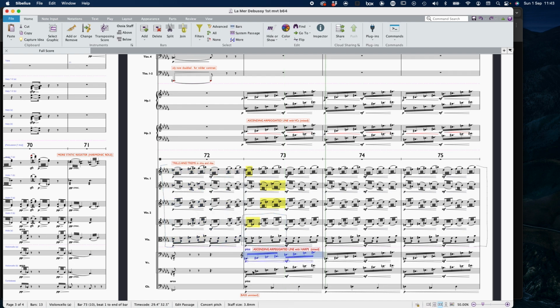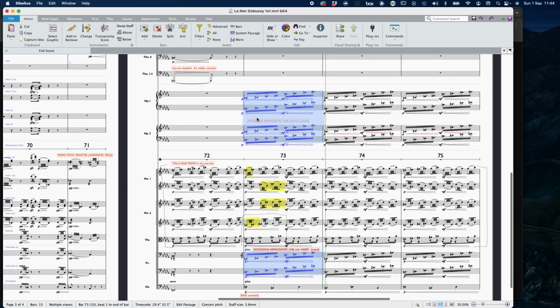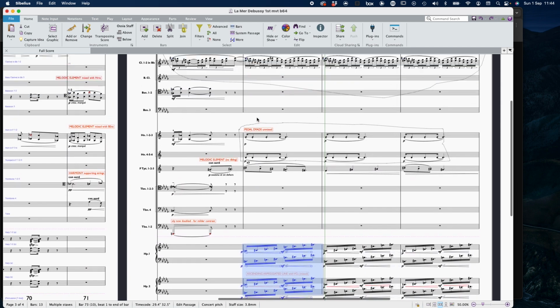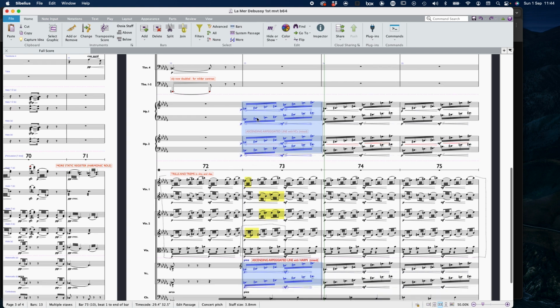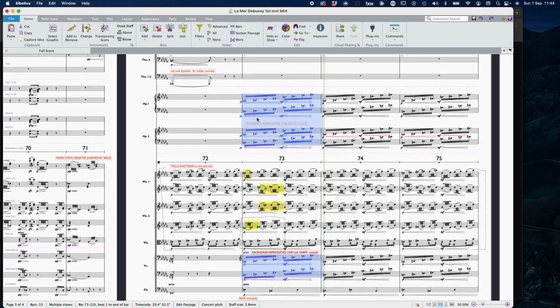We've then got a second idea with another rising line. So this time an ascending arpeggiated line with harps. So that's sort of da-dee-da-dum, that sort of idea. So that's the second idea, and that's with the harps. Don't think it's with anything else. Nope. So this is the second colour.